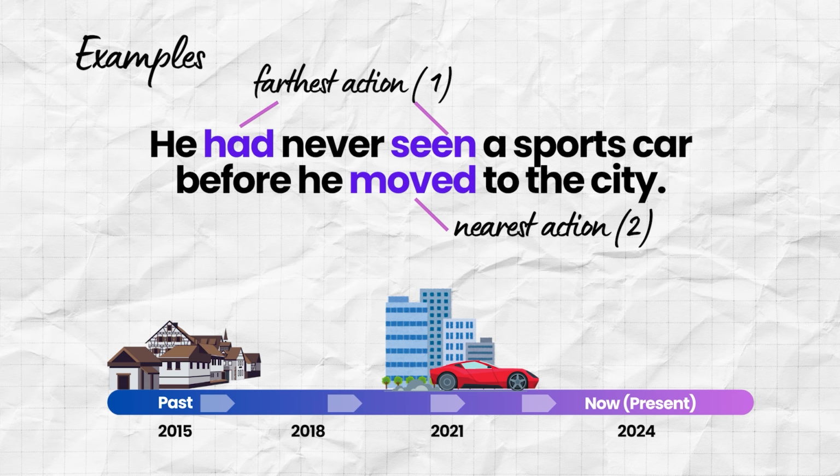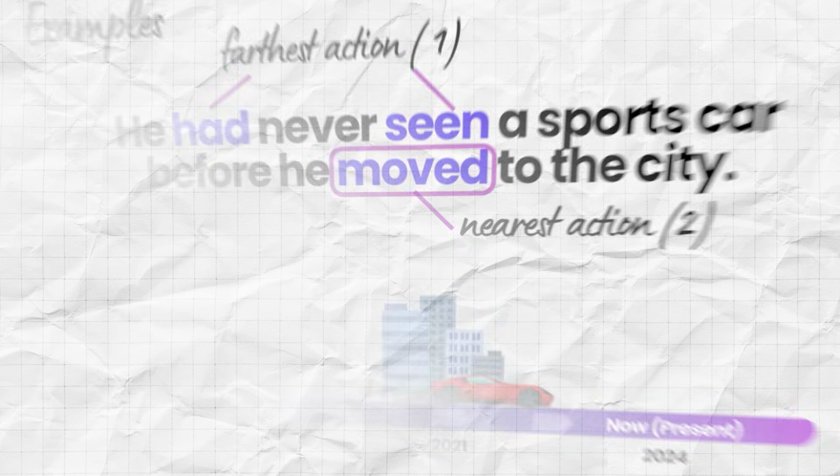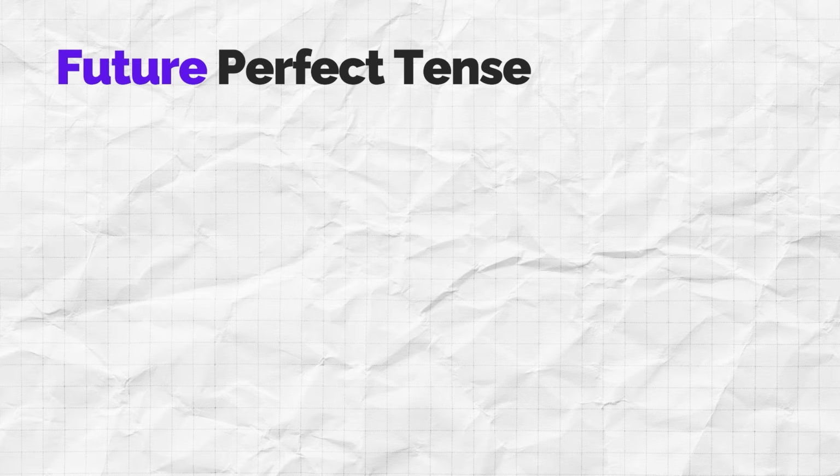So, what do we understand? The past perfect is used to talk about completed actions in the past and helps us understand the sequence of events in the past better. The farthest action is described using had, and the nearest action is described using the simple past. With that, we move on to the final perfect tense, which is the future perfect tense.